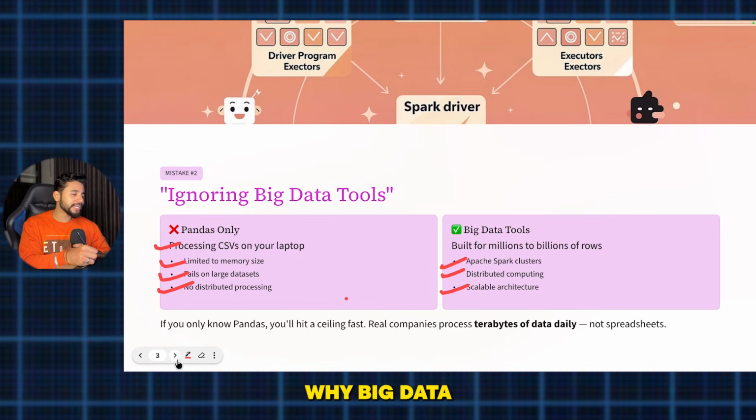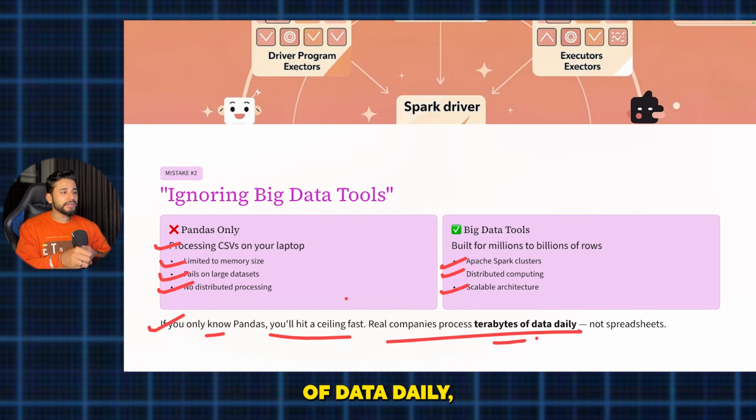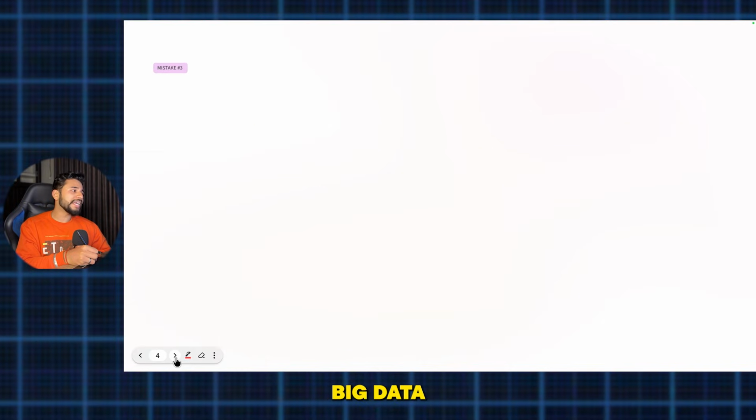So that's why big data tools are very important. If you only know pandas, you will hit the ceiling fast, definitely, because pandas has a memory limit and it cannot do parallel processing and it cannot do distributed processing. Real companies process terabytes of data daily, not just a spreadsheet. So you definitely need big data tools in your program.